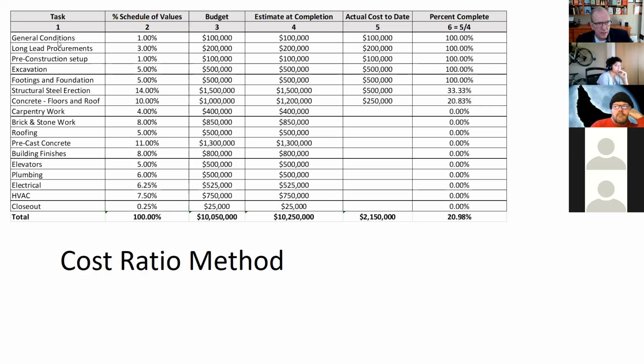But what the schedule of values is, you're saying of this $10,050,000, the general conditions part you valued at 1%. Long lead procurements you valued at 3%. Pre-construction setup you valued at 1%. So you've broken this down, and if you've done it right, you would have the correct numbers based on your total project amount percentage-wise. So you've got to be careful when you're setting up a schedule of values that it's reflective of the work that's going to be done.